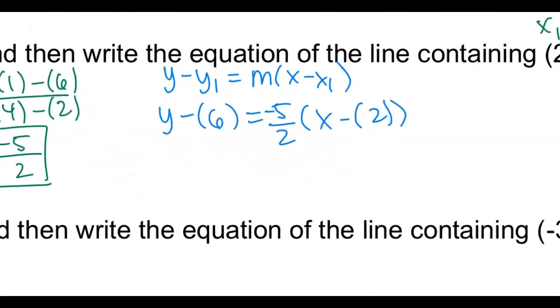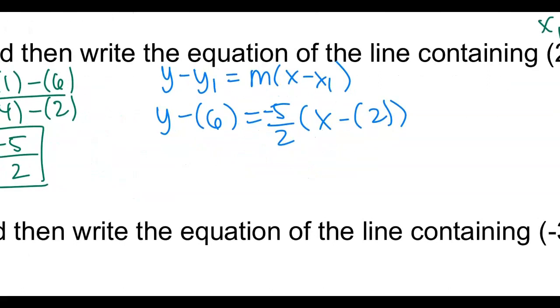Why did I put this in parentheses again? What was I looking for? Anything to be negative, any signs that need to change. So any sign changes that I need possible. Are any of the signs going to change here? This is your answer in point slope form.